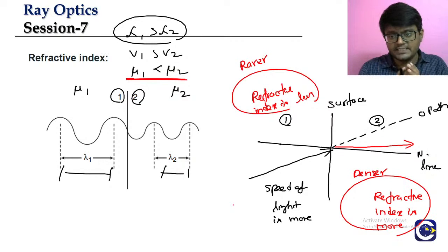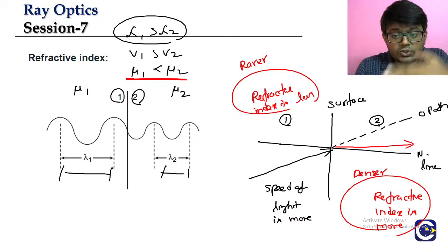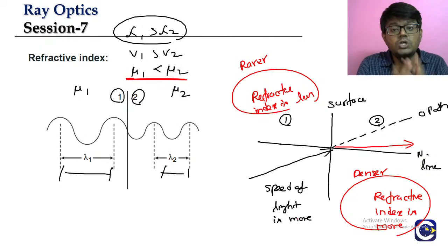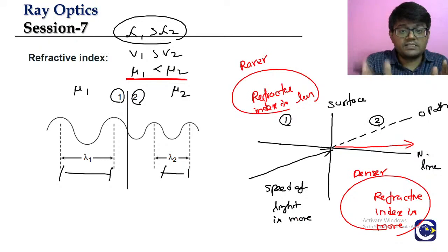So when light is moving from a rarer medium, meaning the medium for which the refractive index is less, to a denser medium, meaning the refractive index is higher, the speed of the light is getting reduced, so it will take a path close to the normal. That will be the shorter path. So now we understand in which case the light will be bending towards the normal.